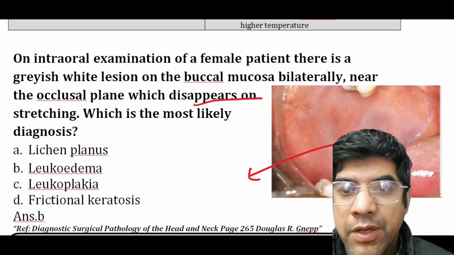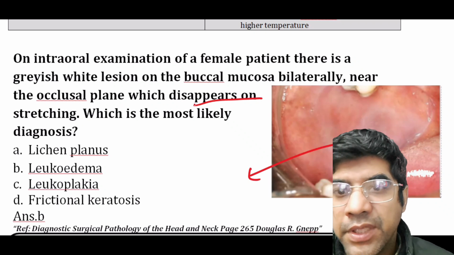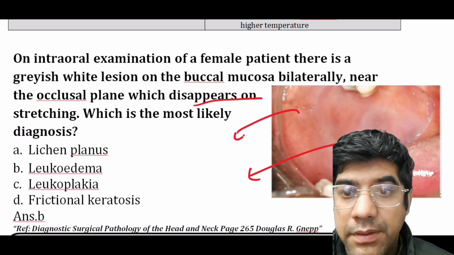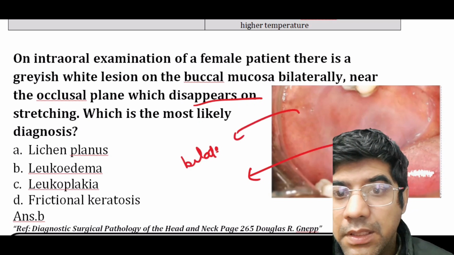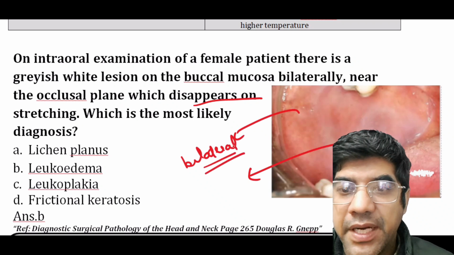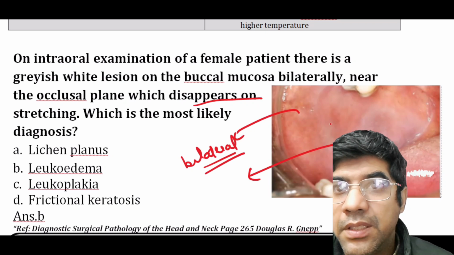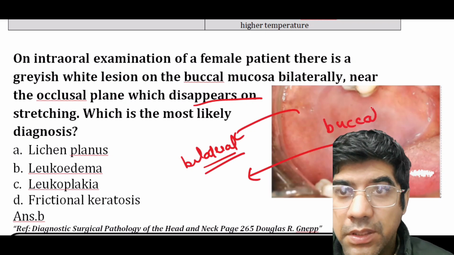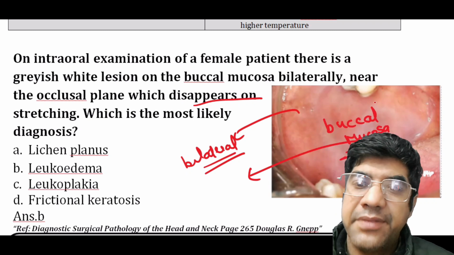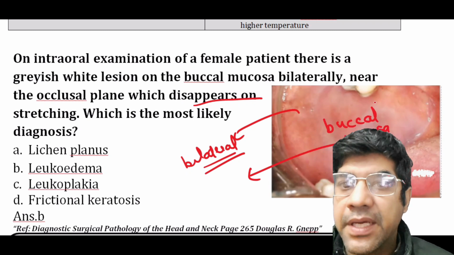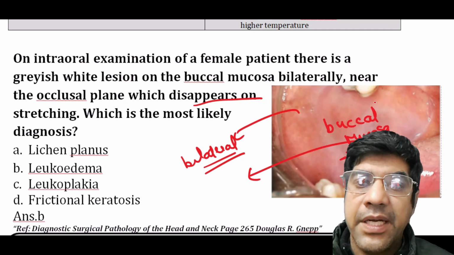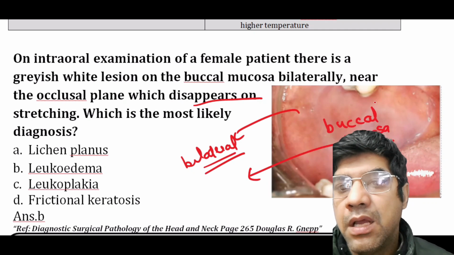Leukoedema, we know, is a benign common variant of the oral mucosa. So there would be asymptomatic bilateral white gray semi-transparent macules that are present on the buccal mucosa. The main characteristic feature is that the lesion would disappear when the mucosa is stretched. So that helps you to differentiate leukoedema from other white lesions.